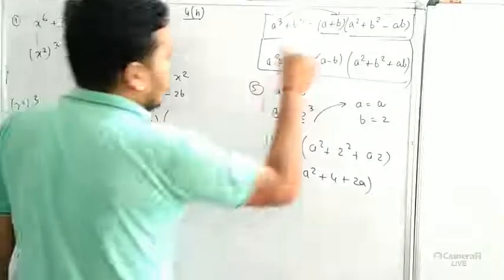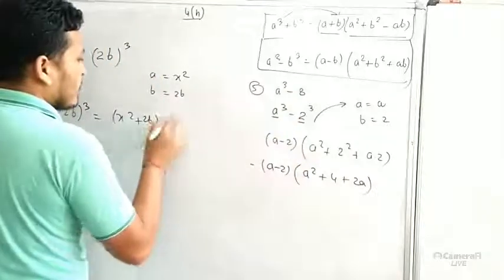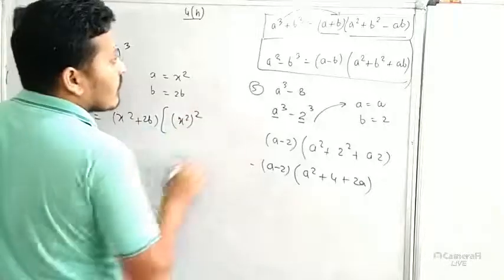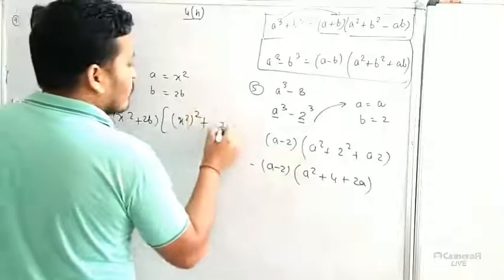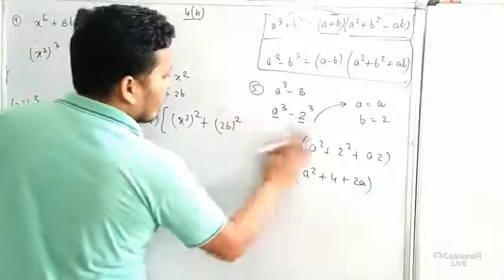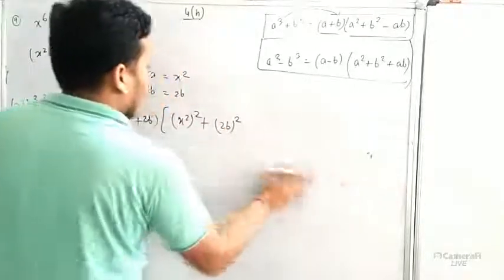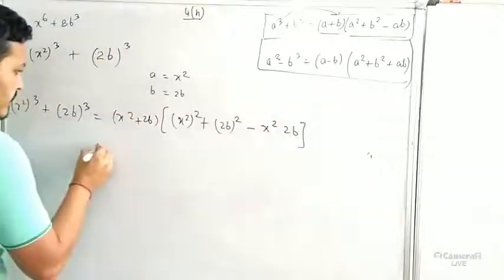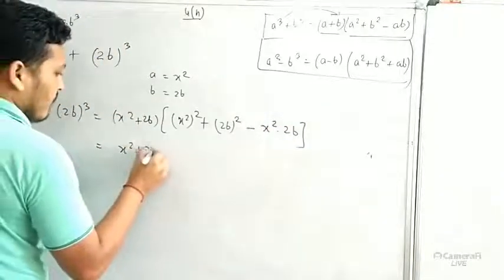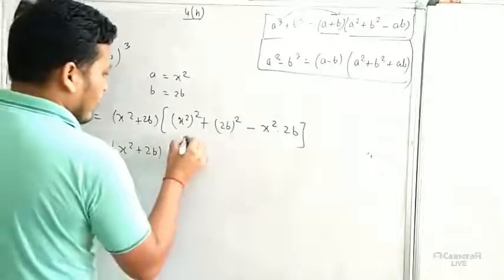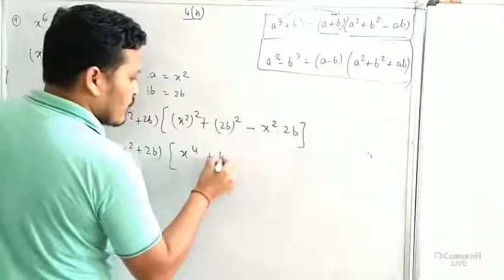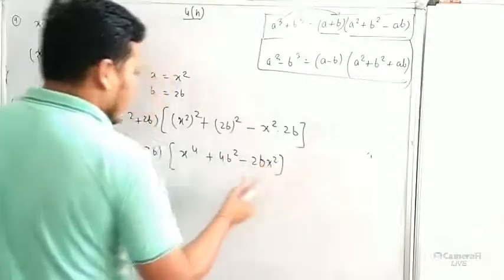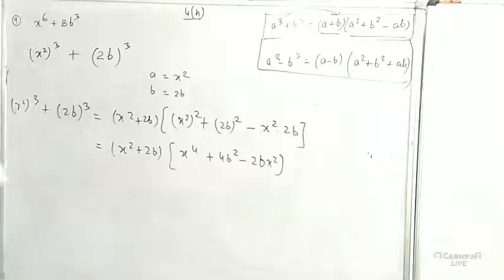Next, in the other bracket, a square means x square, and its square, a square plus b square. What is b? It is 2b, so (2b) square, and minus ab. So minus a is x square and b is 2b. On solving this, we get (x square plus 2b) times (x to the power 4 plus 4b square minus 2bx square), which is the solution of this question.